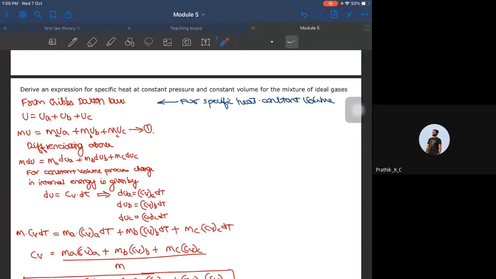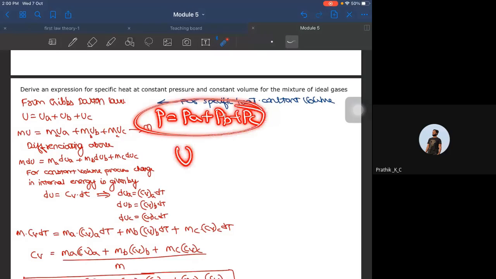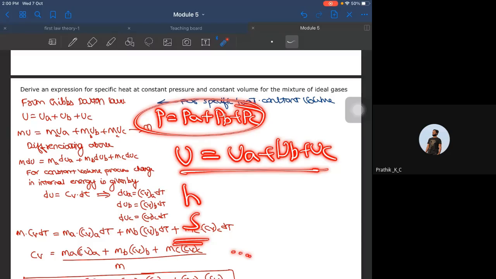Yes, you are right, almost right, Pratik. But the thing is, when Dalton said that the summation of partial pressures is equal to the pressure of the mixture, similarly, Gibbs said not only pressure, you can consider the same thing for internal energy, even for the entropy and the enthalpy. That is what the Gibbs said. So as P is equal to PA plus PB plus PC, Gibbs said you can also write U is equal to UA plus UB plus UC, even for enthalpy as well as for entropy.